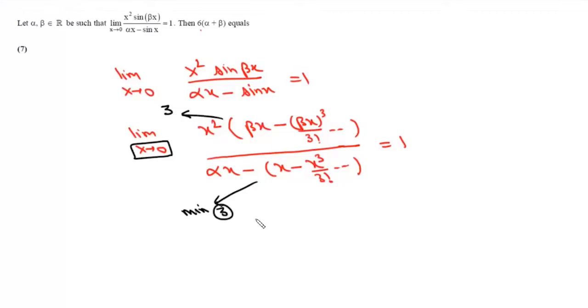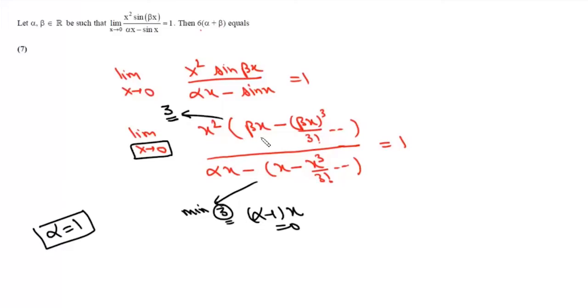That means this alpha minus 1 into x term should not be there in the denominator. So clearly it should be 0. So from here we can find the value of alpha is 1. Now if we put alpha as 1, then the minimum power in the numerator is 3 and the minimum power in the denominator is also 3. So the answer to this limit is the coefficient of x cube in the numerator upon the coefficient of x cube in the denominator.